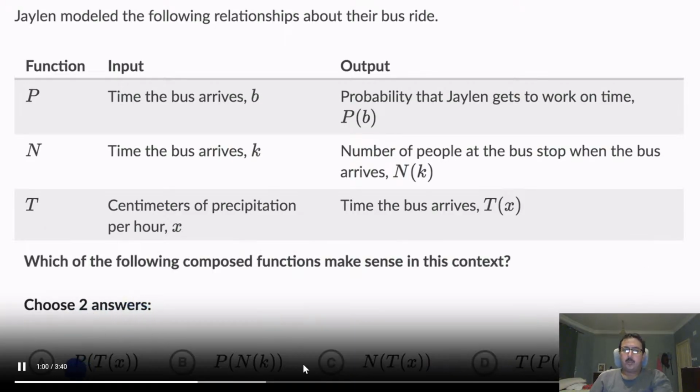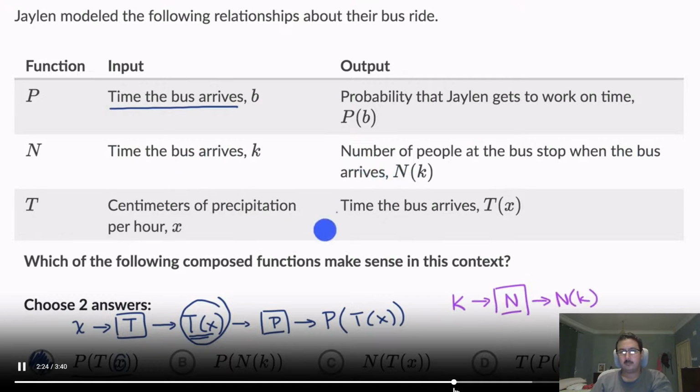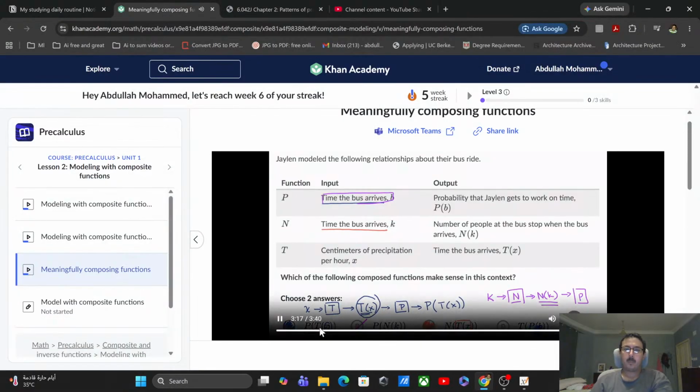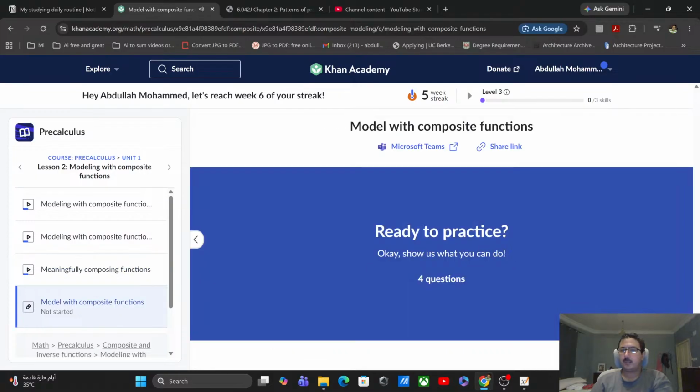All right, let's look at this. T of x is the time the bus arrives, so it's a function that takes x as input and outputs the time, which can be put into the other functions as their input. So this makes sense. I like to validate that. So P of b. Let's do the exercises quick.